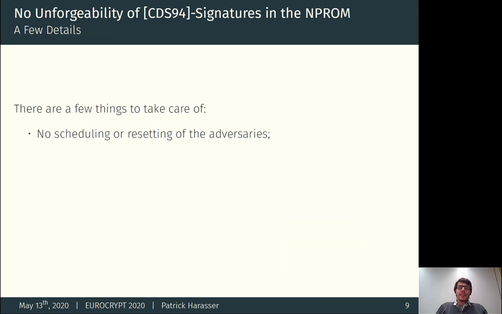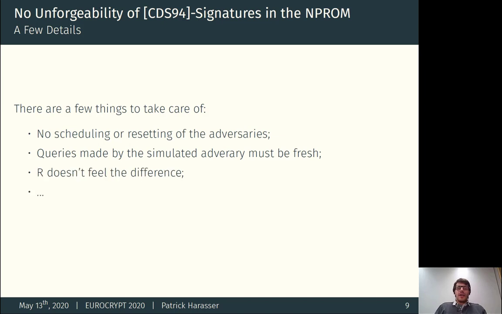Now, let me mention very quickly that there are a few details to take care of in this proof. The proof becomes much more involved than it already is if we must take into account that the reduction may schedule or reset the adversarial instances in some strange way. This can be avoided by slightly modifying the adversary A and actually making him deterministic. But the overall idea remains the same. And of course, B must be able to set the random oracle so that its simulated signatures look legitimate. We can show that this is possible with overwhelming probability via a simple union bound, making the random messages long enough. And finally, we must, of course, make sure that the reduction doesn't notice that it is being played.